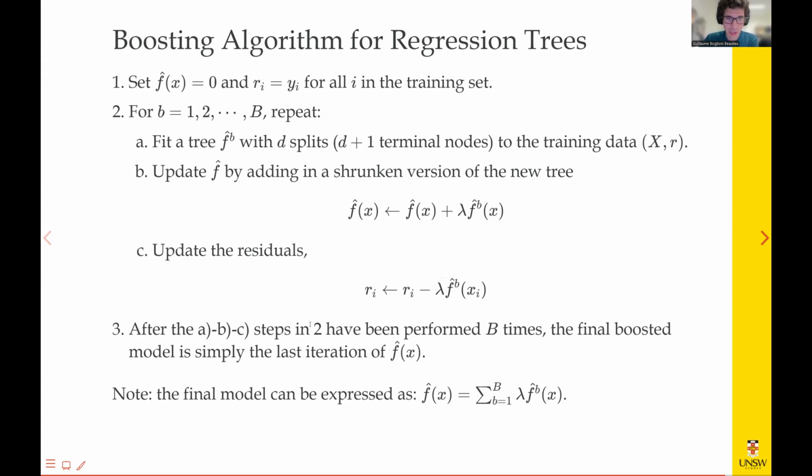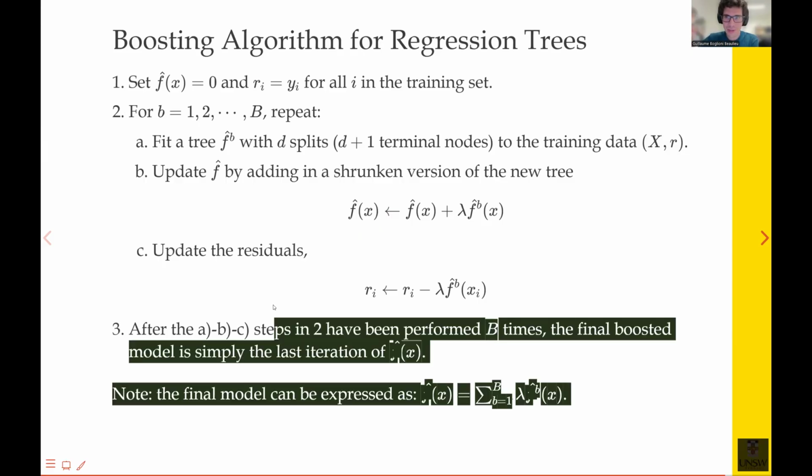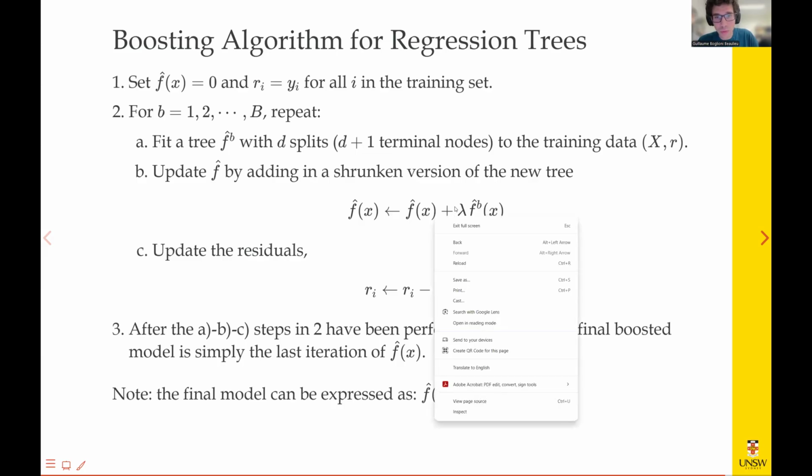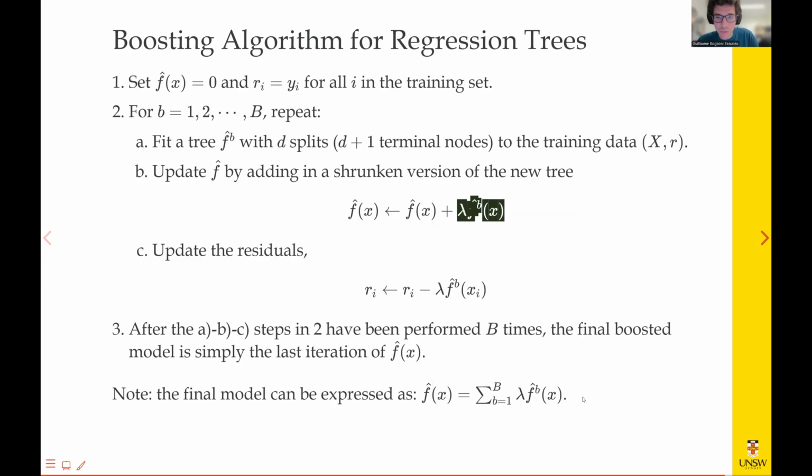So after I've completed step 2 many times, B times, the final boosted model is just the last iteration of f hat, because each time I compute this, I'm updating my f hat. In programming terms, once you exit this loop, the last iteration of your f hat is your final prediction. Now, you might note, in fact, f hat is just the sum of all the lambda f hat b. Well, yes, convince yourself this is true. You started at 0, so then each time you just add this quantity, overall, you'll have just this sum.